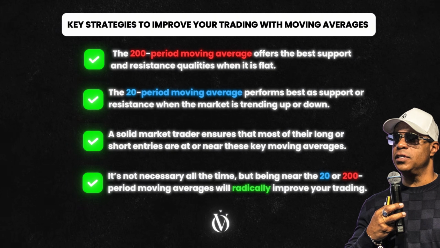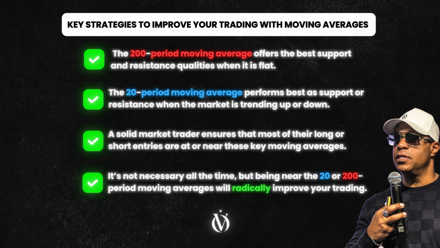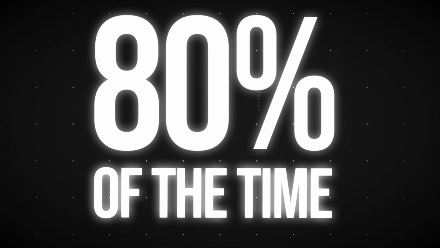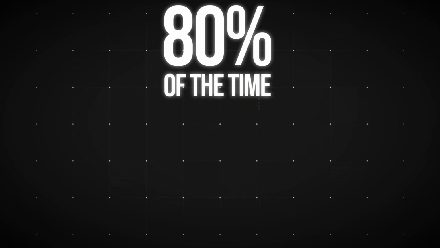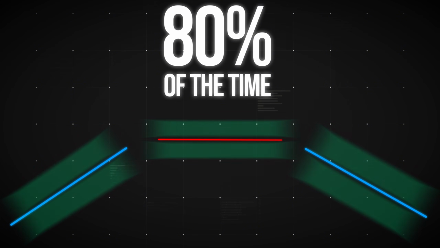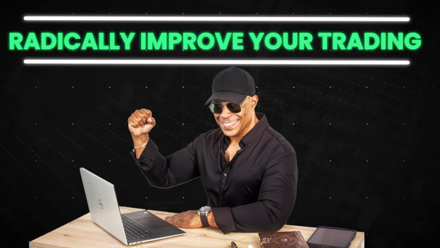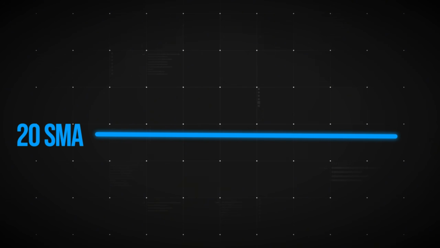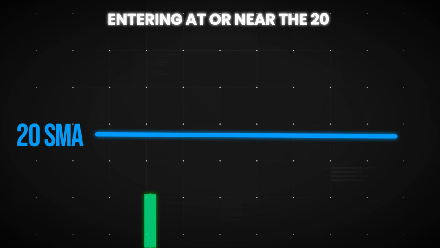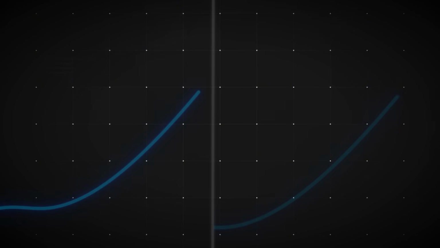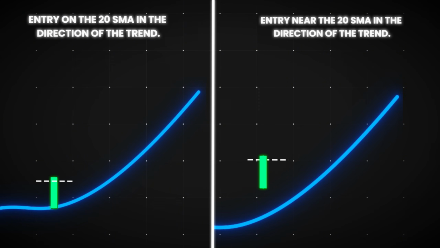This is very general. Almost every time you enter a stock, let's say 80% of the time, if your entry is near either the 20 or the 200, and you can ensure that the vast majority are that way, you will radically improve your trading. That's number one. Number two, if you're playing near the 20, and you're entering at or near the 20 in the direction of the trending 20, you're going to double your accuracy rate.